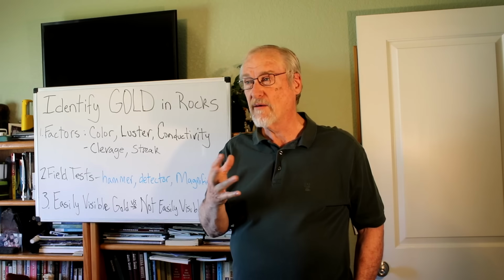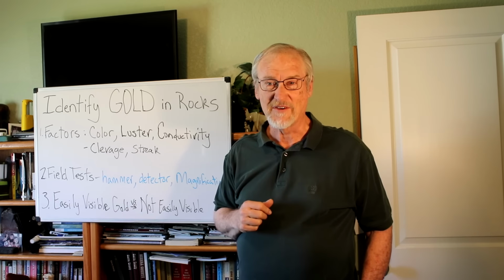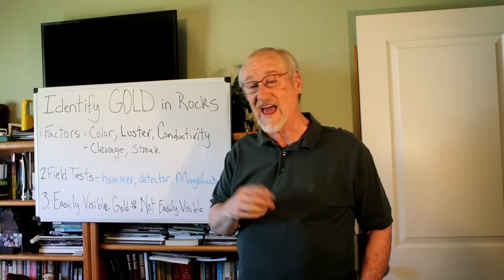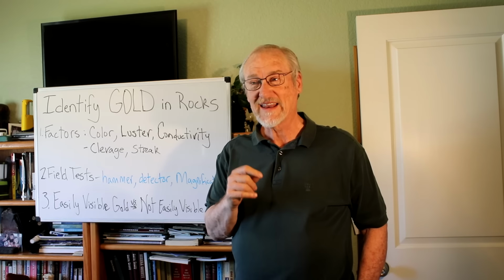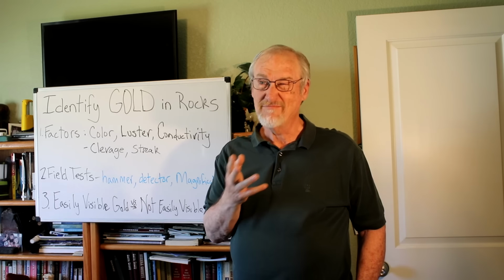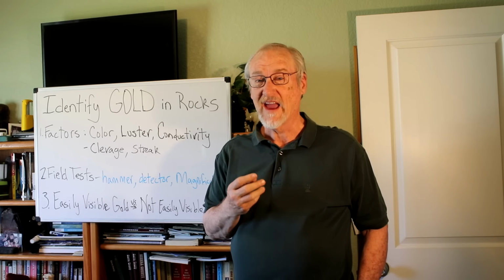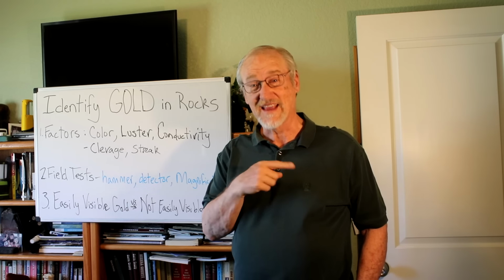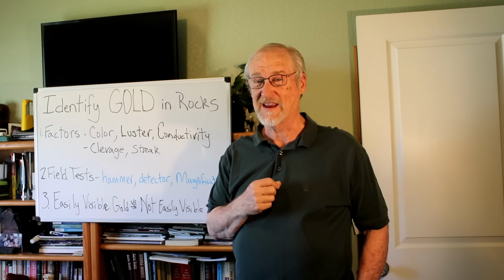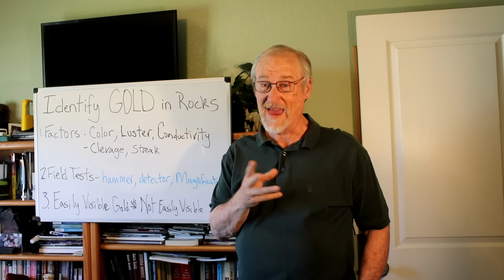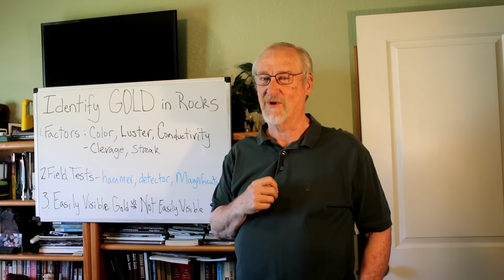Conductivity. Most minerals are not very conductive to electricity, but gold is. And that's actually why metal detectors work on gold, because metal detectors don't just detect metal per se, but almost all metals are conductive. What metal detectors find is things that conduct electricity. And there are a few minerals that conduct electricity too, that aren't metal. And metal detectors will find those minerals, like cuprite is one of them.